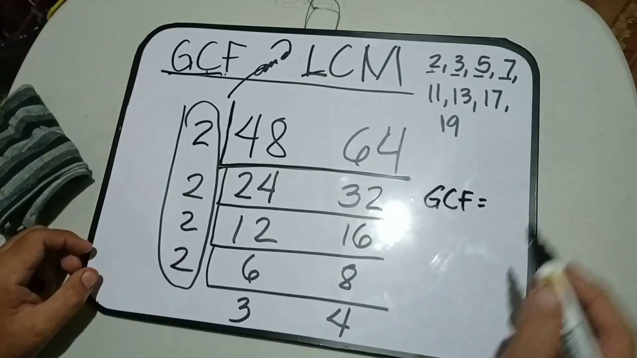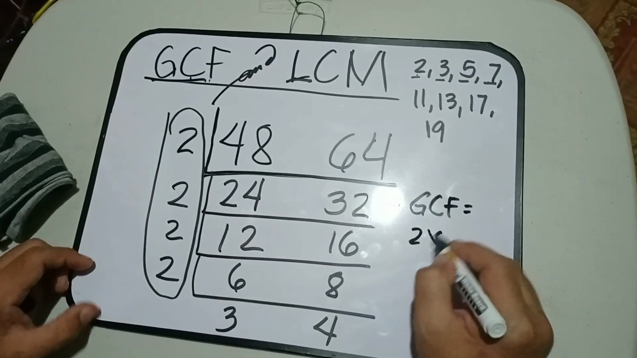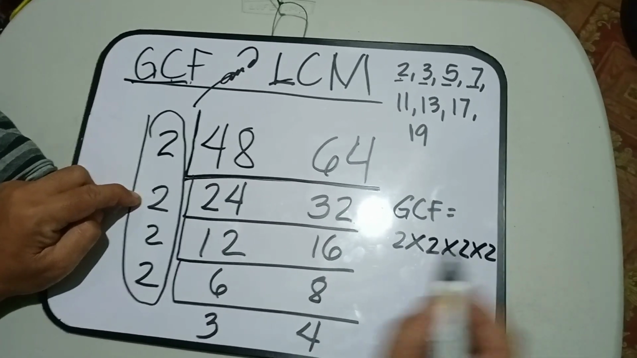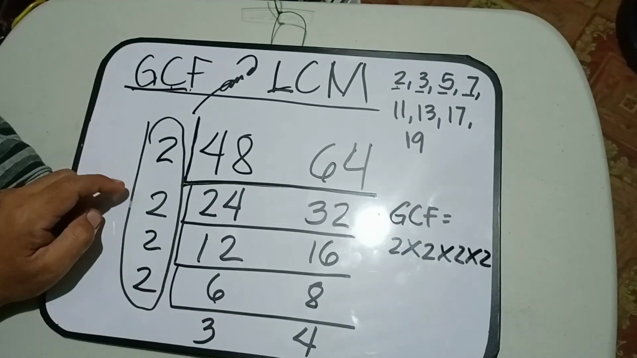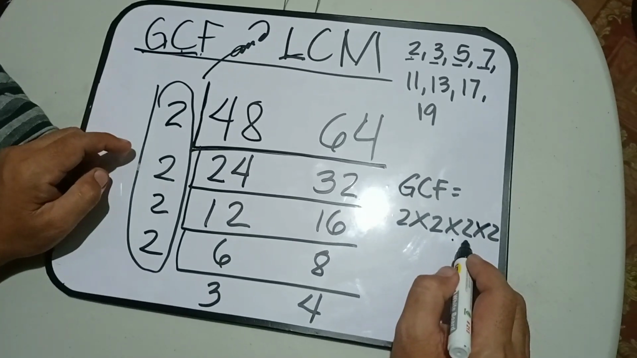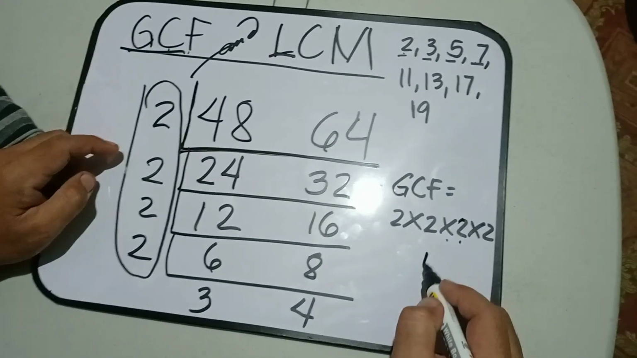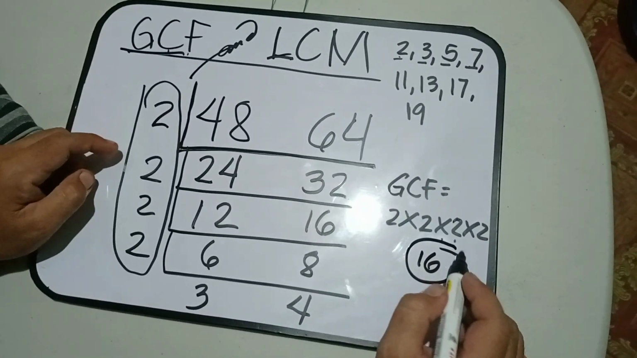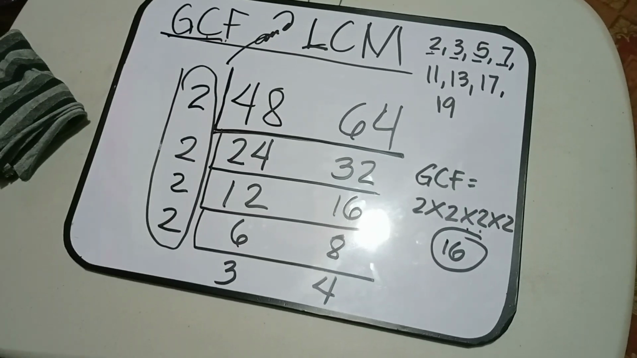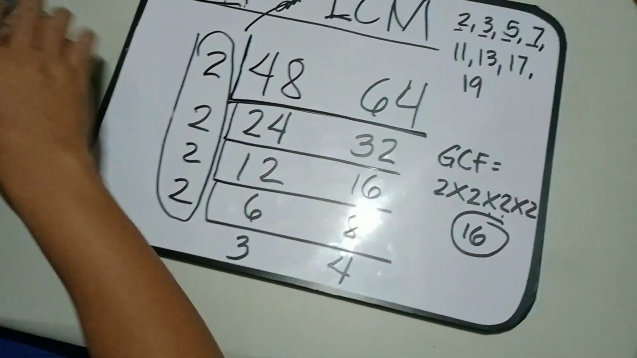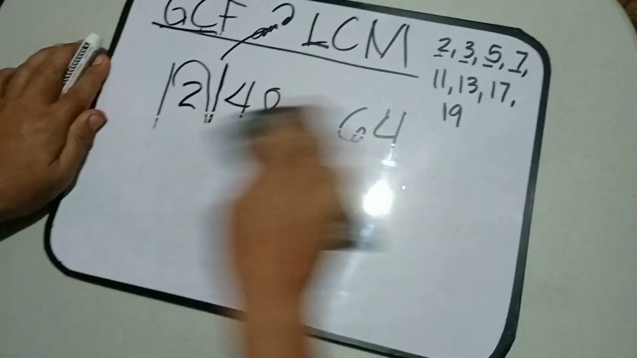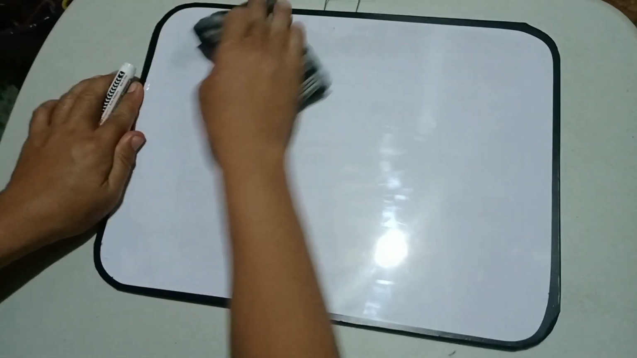GCF is equal to 2 times 2 times 2 times 2. So, 1, 2, 3, 4. Hindi kasama ito. So, that will be 2 times 2 is 4 times 2, 8 times 2, 16. So, our GCF is 16. Okay? Okay po. Okay? Next example. Okay, sama na natin si LCM.